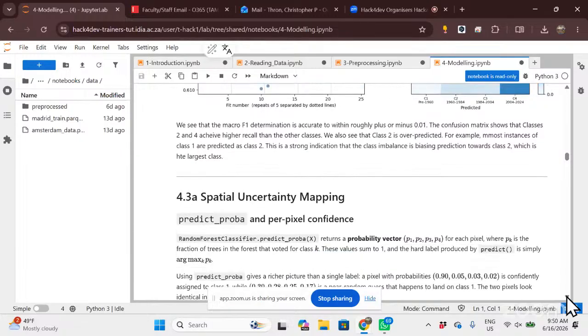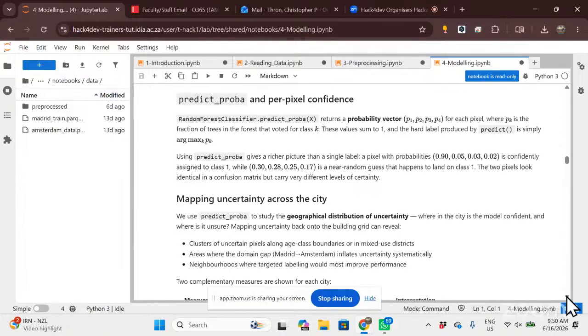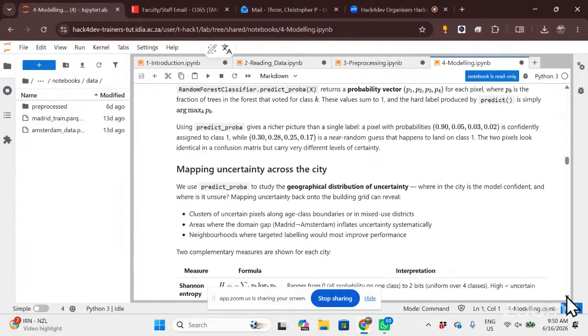Now that's Amsterdam. That's the Madrid model predicting Madrid. Now, when we use the Madrid model to predict Amsterdam, do you expect that to be better or worse? So of course, it's going to be worse. Okay. Now, I like this graph very much. What this graph is telling you is it's actually keying your accuracy to the location.